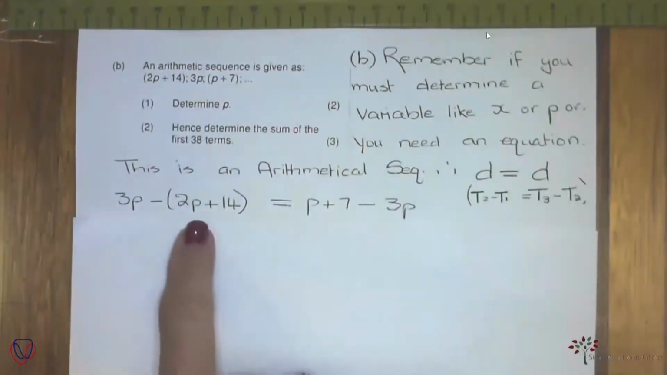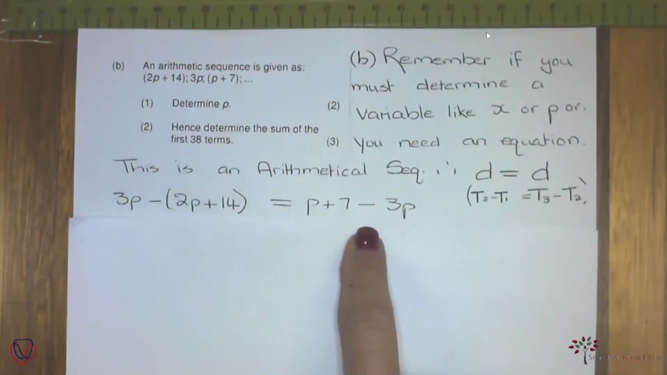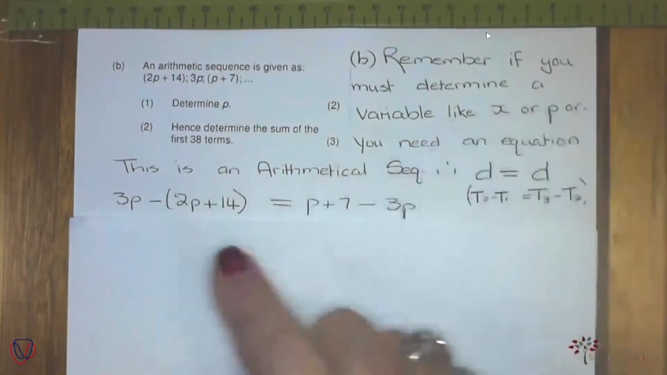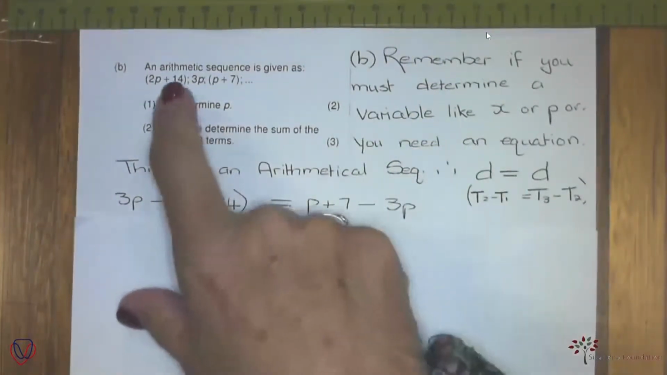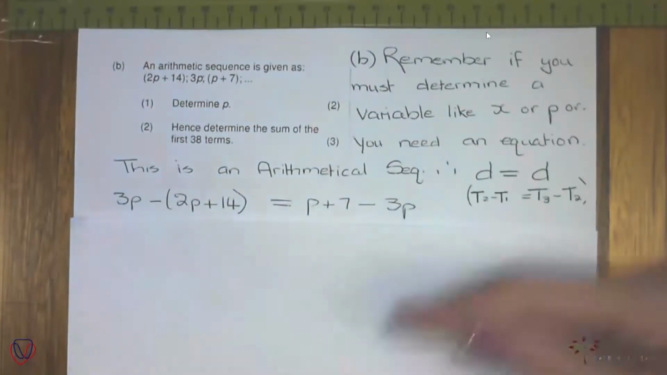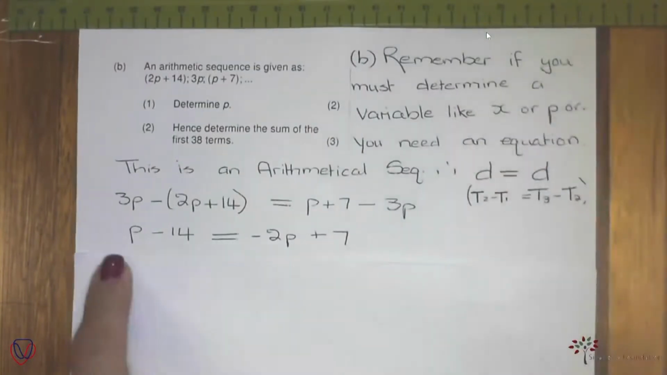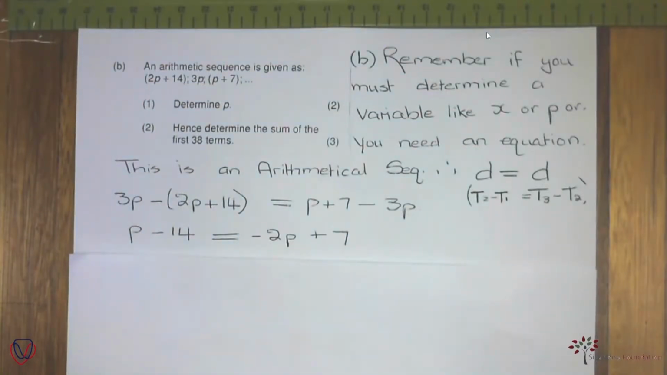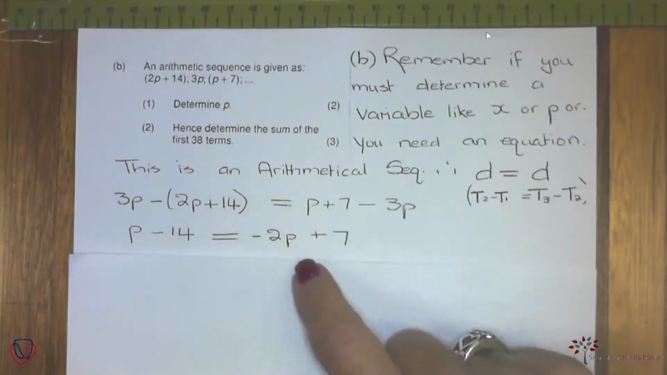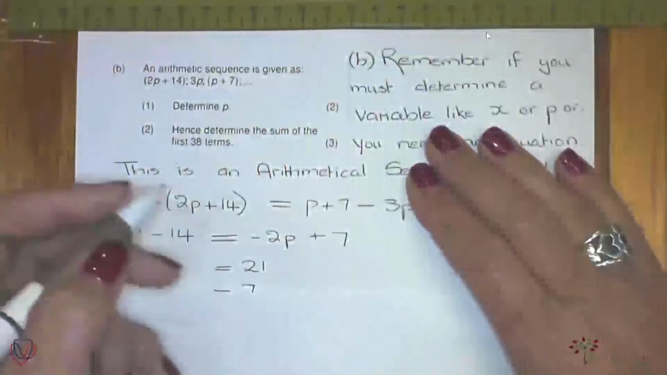Okay, so D is going to be T2 minus T1, T3 minus T2. Be careful for your signs. If there's a negative, you must put the whole term there in brackets so that you can remove the brackets in the next step. So I removed all the brackets and I got P minus 14 here, minus 2P. Here I have minus 2P plus 7. I forgot the 2P there. Let me quickly write it in there.